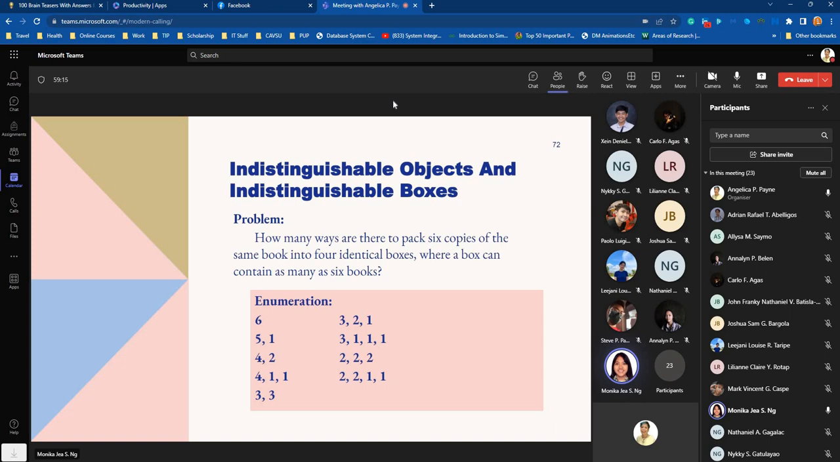Then we could have 2 books in each of 2 boxes, and then 1 book in another box, and we could have two books in one box, two books in one box, then one book in a box, then a book in a box. So yes, therefore 1, 2, 3, 4, 5, 6, 7, 8, 9. There are 9 ways to pack these books into 4 identical boxes.